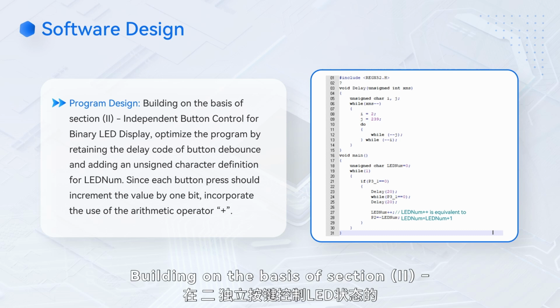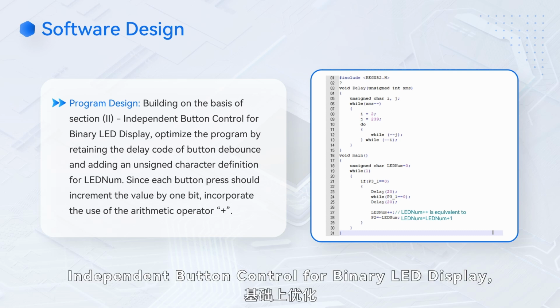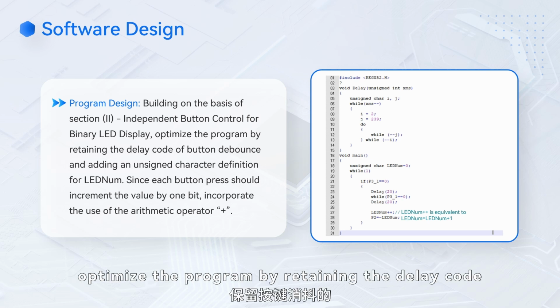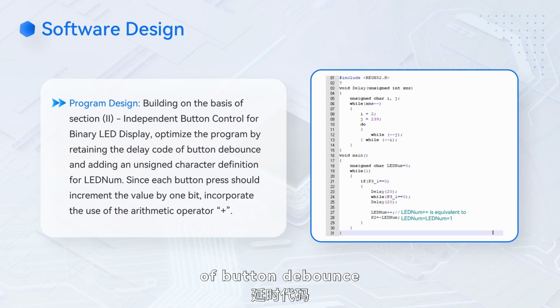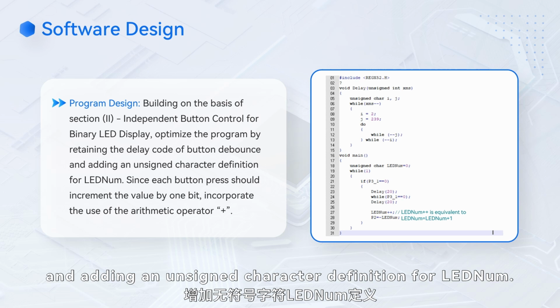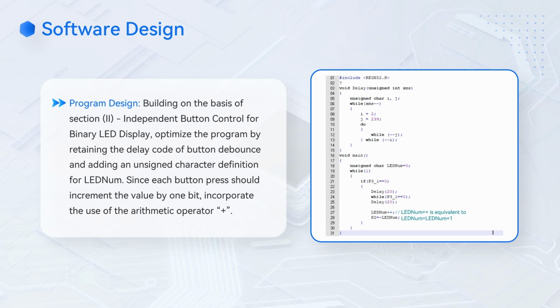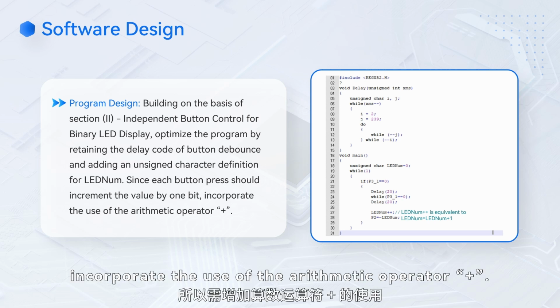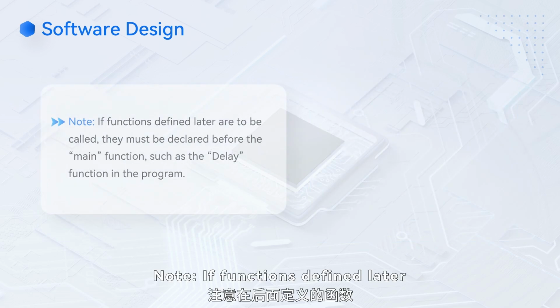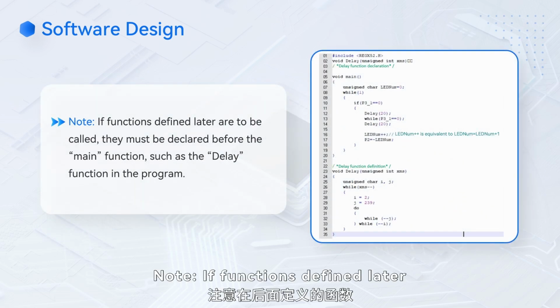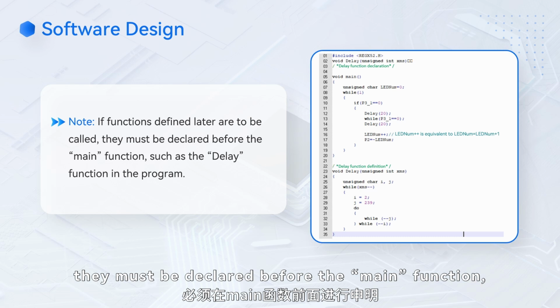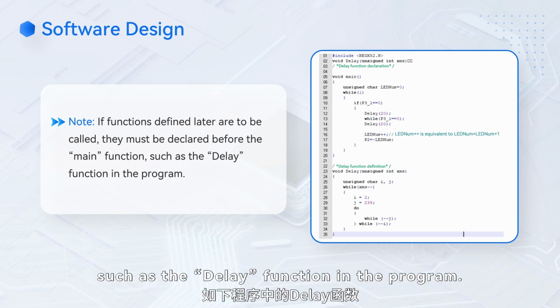Program design. Building on Section 2, optimize the program by retaining the delay code of button debounce and adding an unsigned character definition for LED number. Since each button press should increment the value by 1, incorporate the use of the arithmetic operator, plus. Note: if functions defined later are to be called, they must be declared before the main function, such as the delay function in the program.